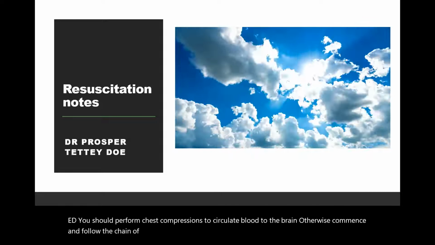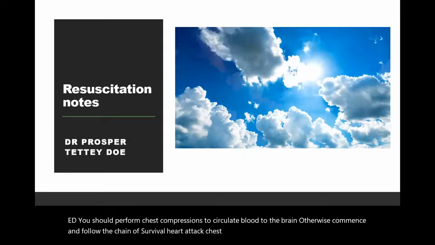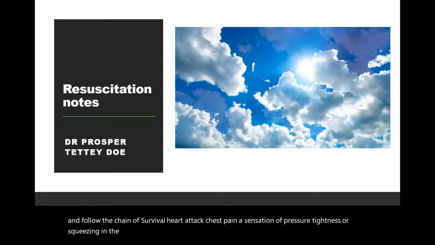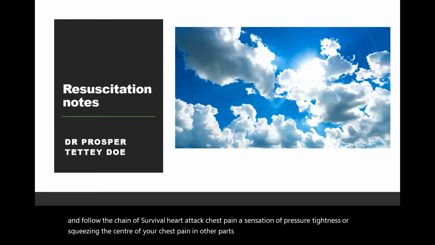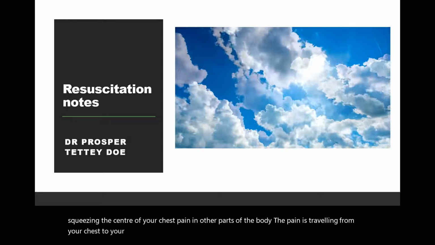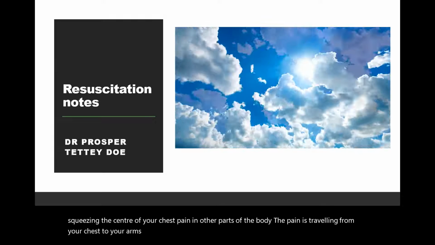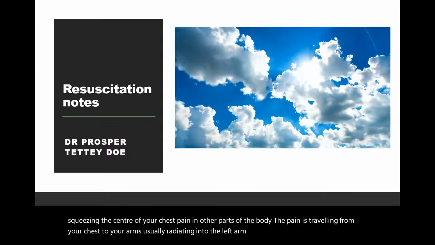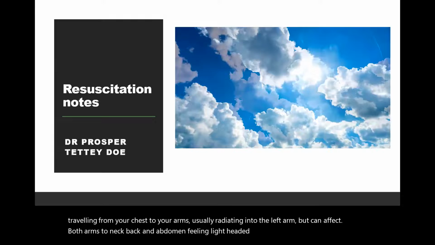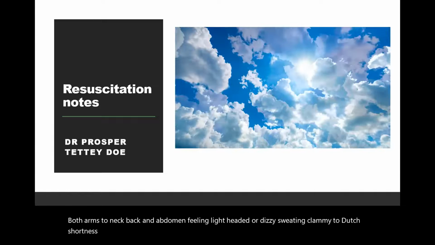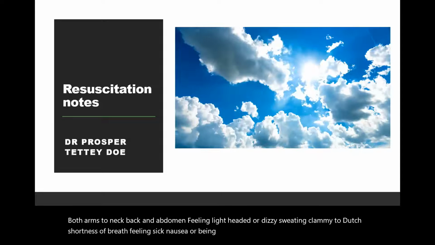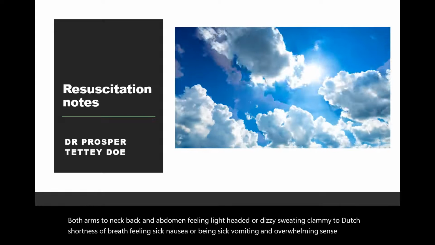Heart attack. Chest pain, a sensation of pressure, tightness or squeezing in the center of your chest. Pain in other parts of the body. The pain is traveling from your chest to your arms, usually radiating into the left arm, but can affect both arms, jaw, neck, back and abdomen. Feeling lightheaded or dizzy. Sweating, clammy to touch. Shortness of breath. Feeling sick, nausea, or being sick, vomiting. An overwhelming sense of anxiety, such as a panic attack.